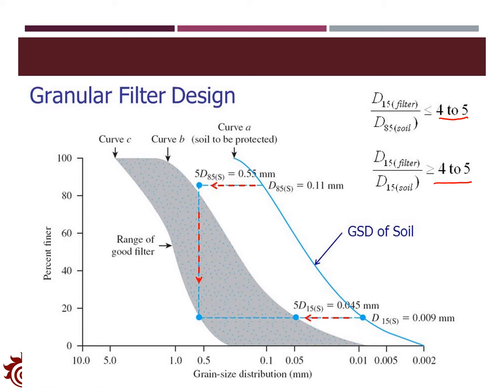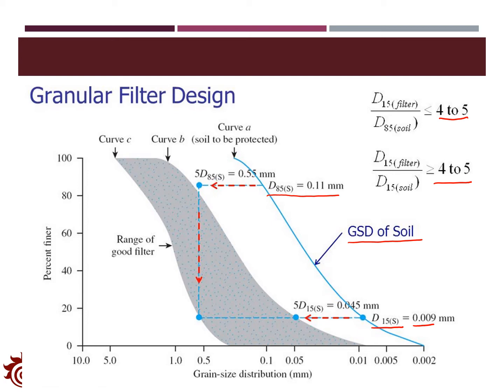So let's see how we can choose the ranges for the appropriate filtering materials. So we assume that we are given the grain size distribution of the soil, which would be the blue line in this graph. And we can find out the grain size with 15% passing, that is 0.009 millimeters. Also, we can get the D85, the grain size of 85% passing, that is 0.11 millimeters.